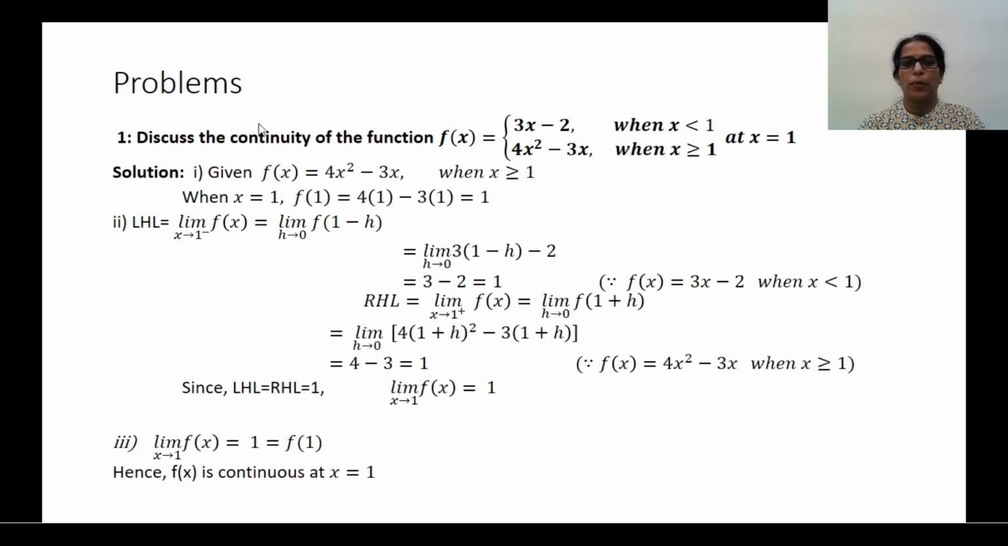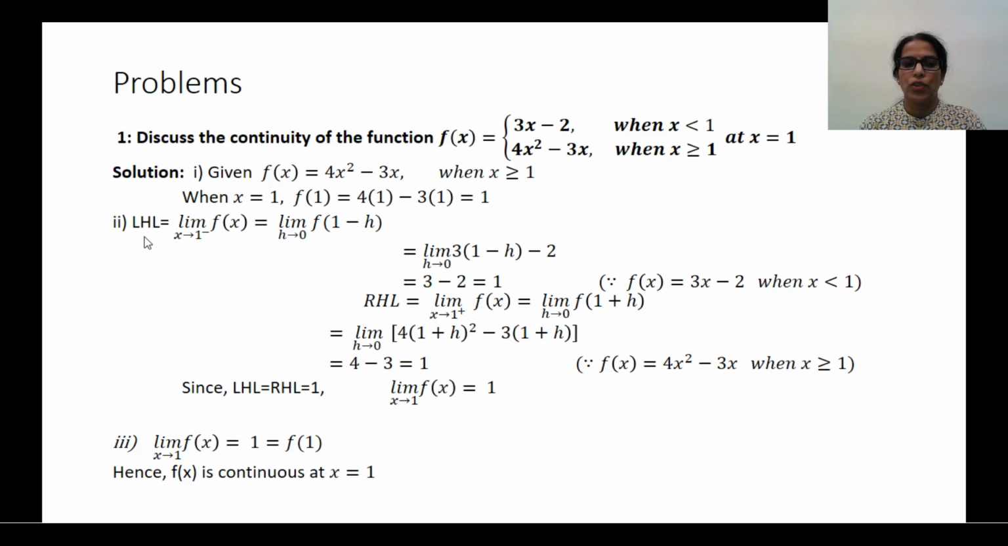We shall discuss a problem here. Discuss the continuity of the function f of x equal to 3x minus 2 when x is less than 1, and it is 4x squared minus 3x when x is greater than or equal to 1, at x equal to 1. Given when x equal to 1, the function is 4x squared minus 3x. Here replace x by 1, you will get f of 1 equal to 1. Therefore f of a exists.